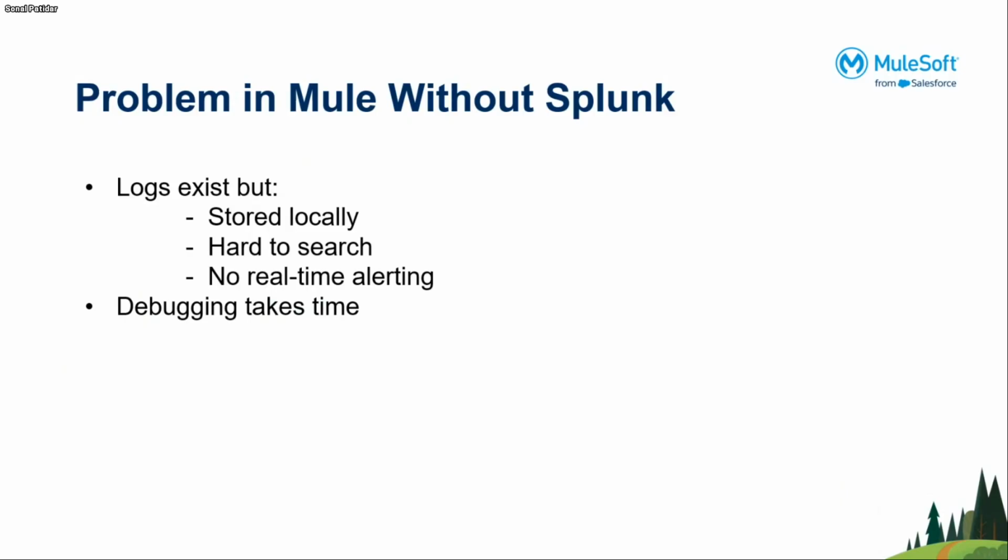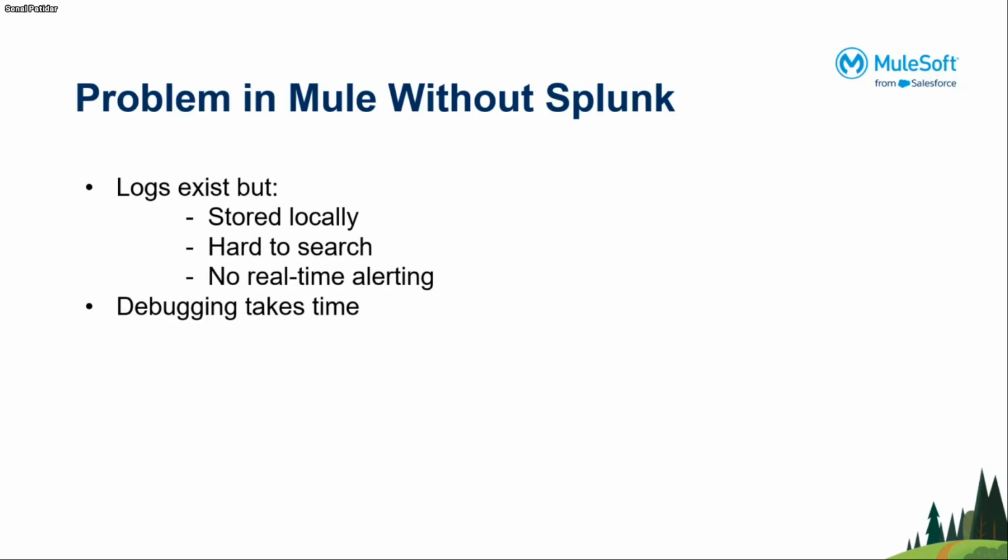So let's discuss the problem in Mule without Splunk. If we are not using Splunk, what will be the problem? So let's understand the problem. In Mule applications, logs are definitely generated. Every API call, response, and error is logged. So the problem is not a lack of logs. The problem is how we use them. Logs exist, but they are stored locally.